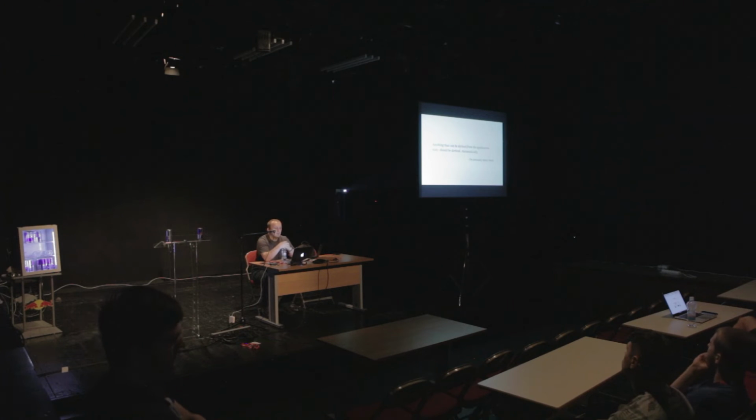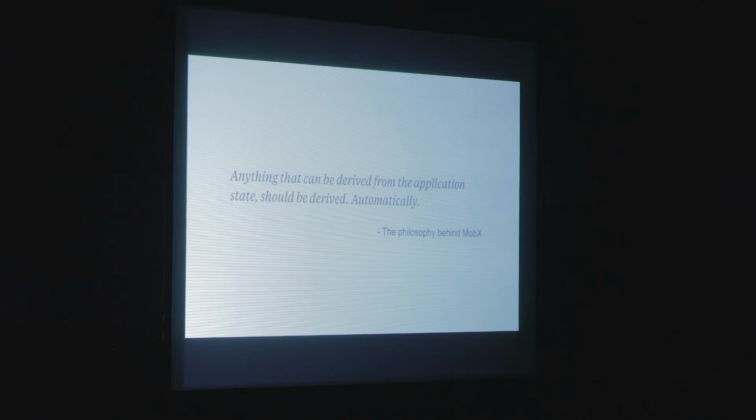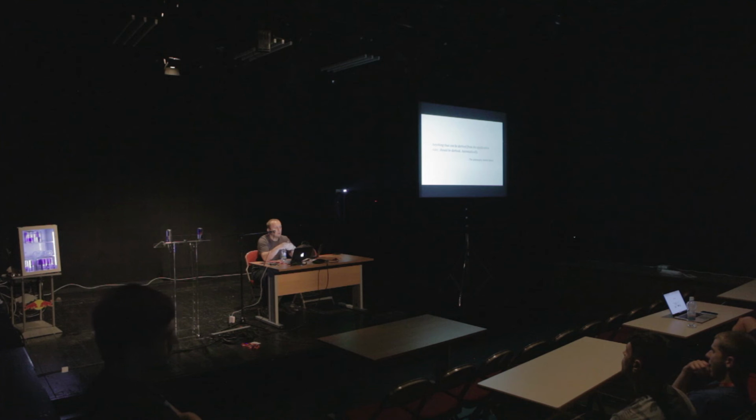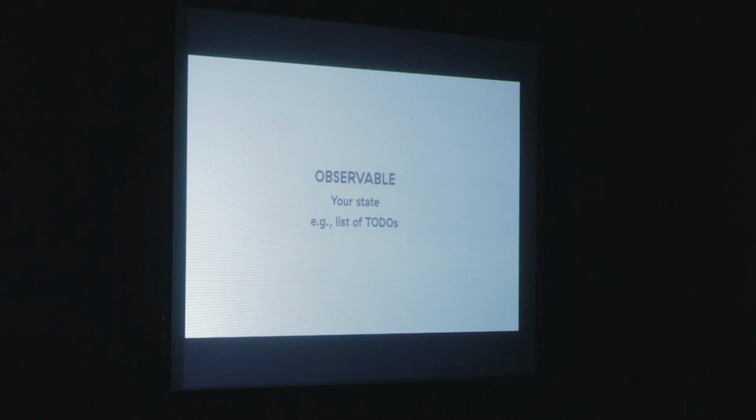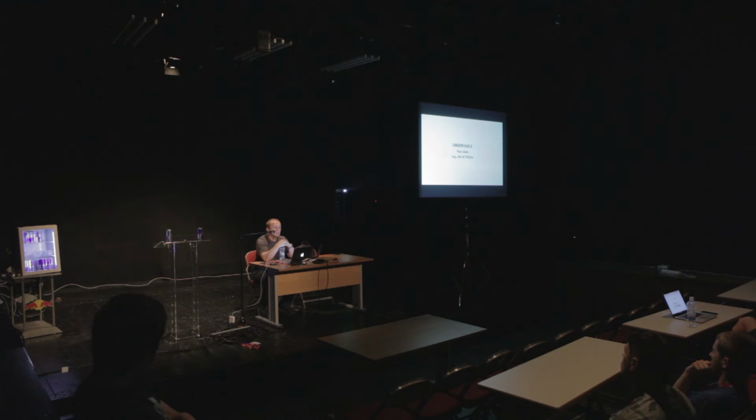The main philosophy behind MobX is that anything that can be derived from the application state should be derived automatically. So you should have only the minimal needed data in your store, and you should calculate everything else automatically. There are a few concepts here. The first one is the observable. The observable is your state. If you have a plain JavaScript object and you mark it as observable, it becomes your state.